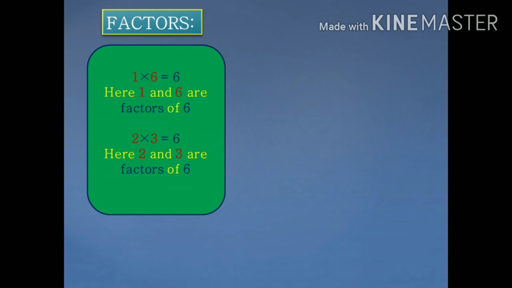Let's understand more about factors and multiples. Factors. 1 into 6 is equal to 6. Here 1 and 6 are factors of 6. 2 into 3 is equal to 6. So 2 and 3 are also the factors of 6.